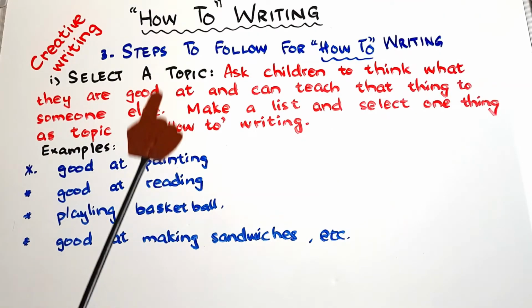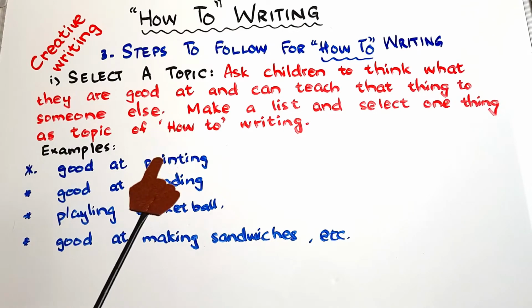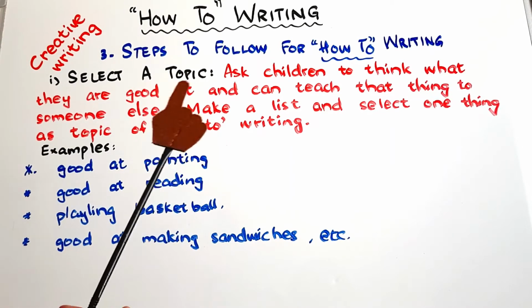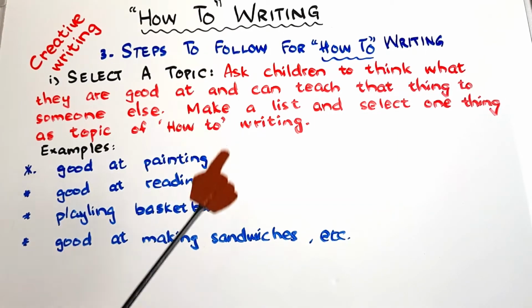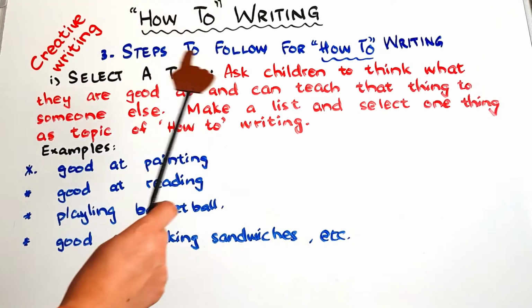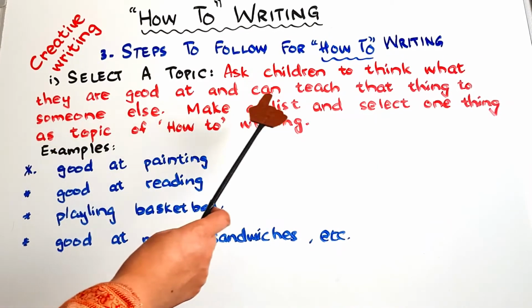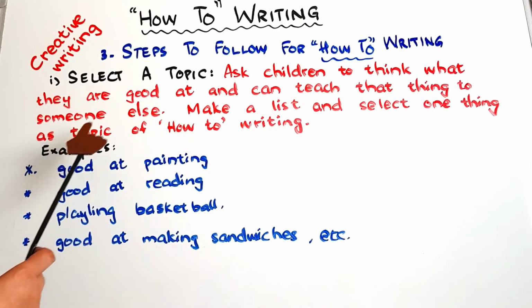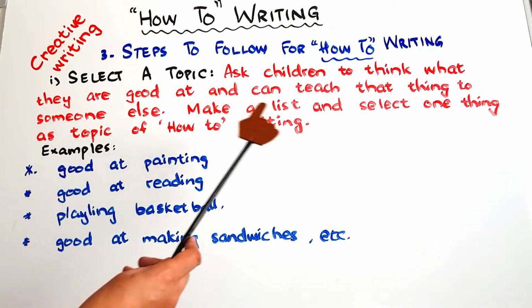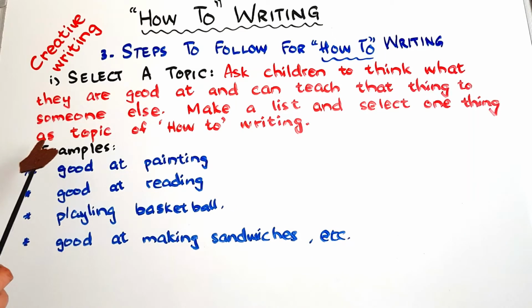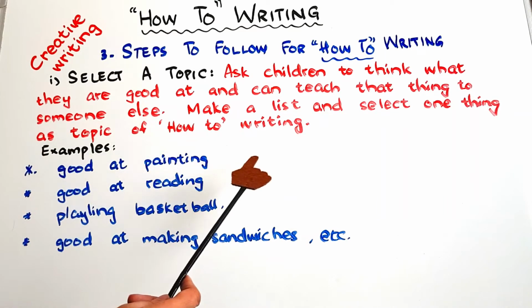So now here are some practical steps that you need to follow when you are going to do how-to writing, or when you are going to teach children how-to writing. The first thing is to select a topic. Ask children to think what they are good at and can teach to someone else. Make a list of all those things and select one thing as a topic of how-to writing.